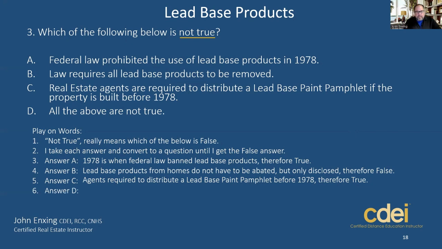And then the last one, all the above are not true. That would be false, okay? Because only one of them, A, C, and D are true. B is the only false answer. So you got to kind of slow down. Even though it's a short question, you got to slow down.